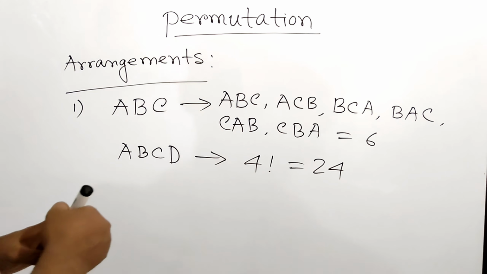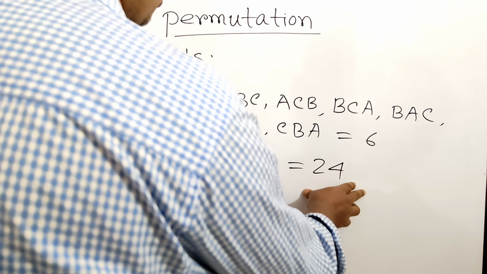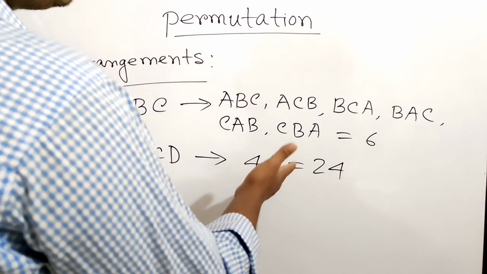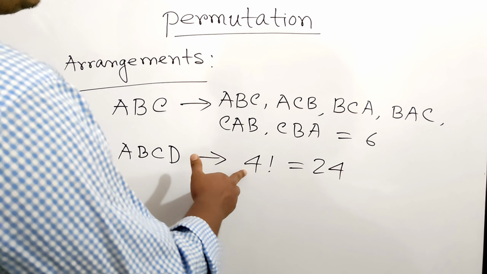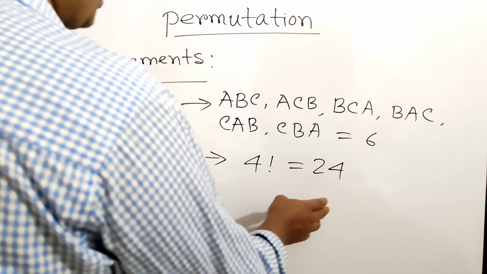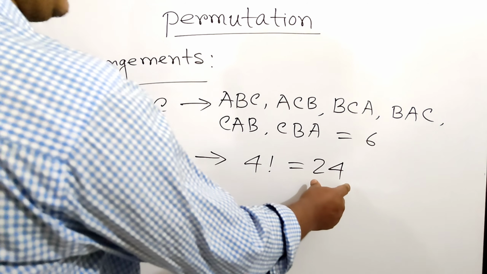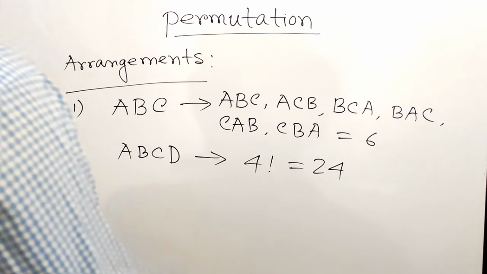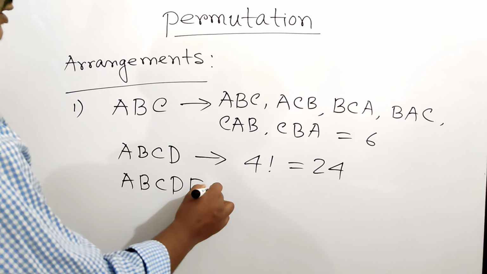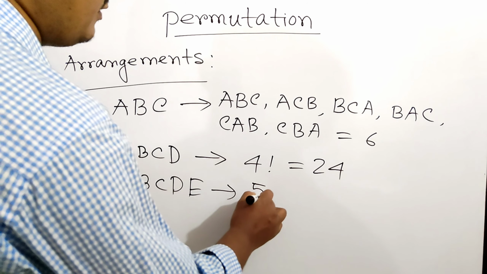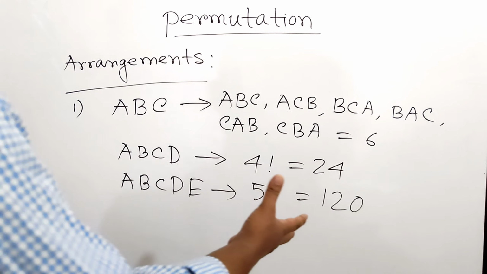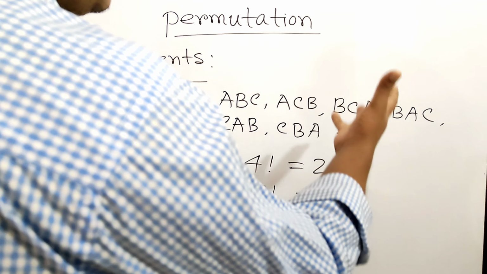You can find the value of factorial by using the scientific calculator also. In your scientific calculator you can see the factorial notation. By typing number 4 and then factorial, you can get 24 quite easily. So look at only 4 letters, the number of arrangements is 24. If it is 5 letters A, B, C, D, E, then what will be the number of arrangements? That is 5 factorial, that means 120. So look at this, it is so difficult to show all these arrangements practically.